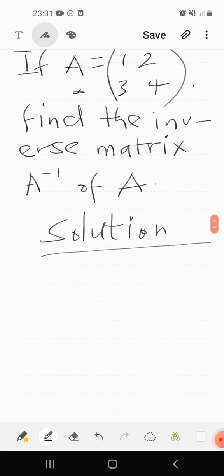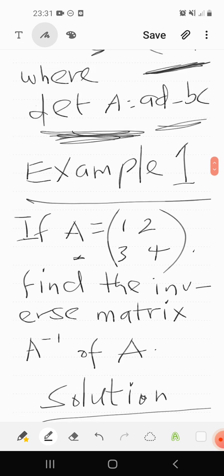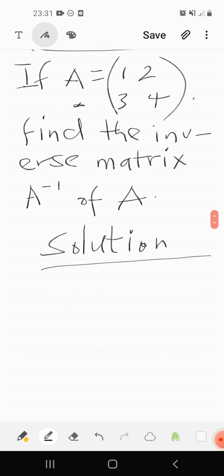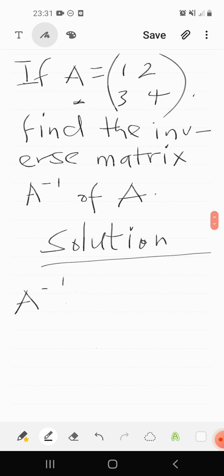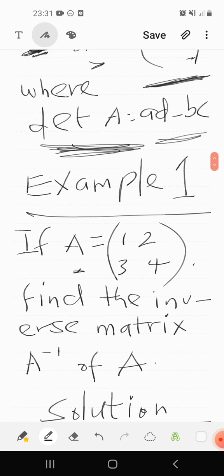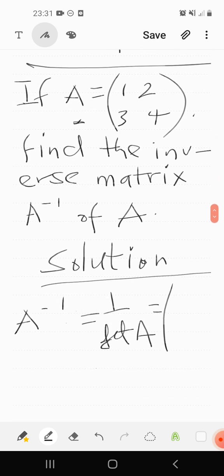So what we are going to do, as we know earlier, is write your formula: A inverse is equal to 1 over the determinant of A, times the matrix. What matrix do we have here? We have 1, 2, 3, 4.